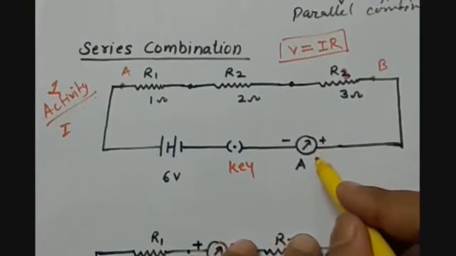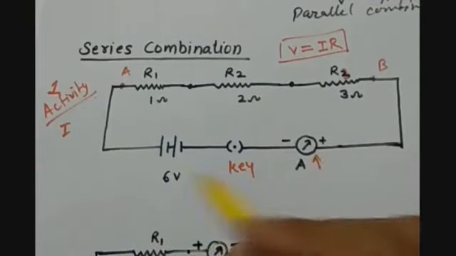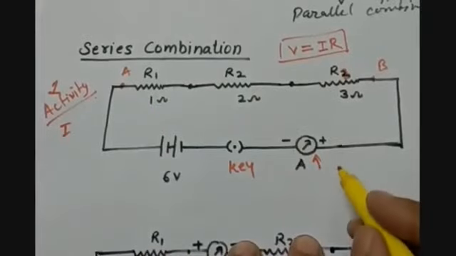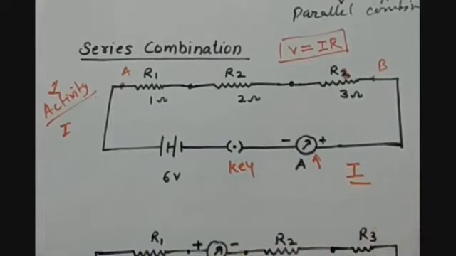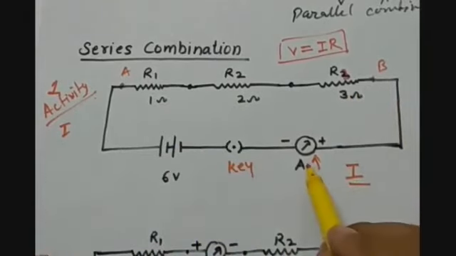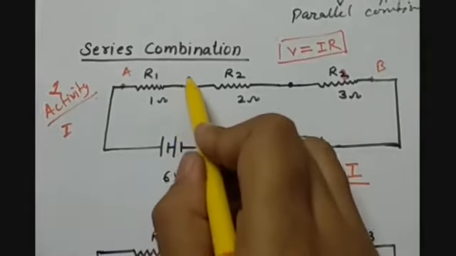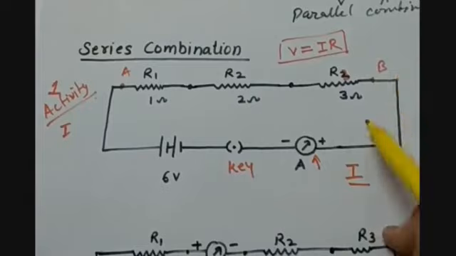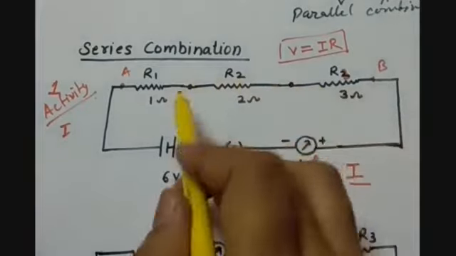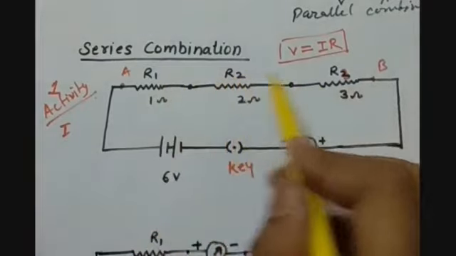So this ammeter will provide the reading of the current which is flowing through the circuit. In the first activity it comes out to be I amperes. Now as we have to see the effect of different resistors, instead of placing the ammeter here in the circuit, we can place it either here, here or here. So this will be the same condition. Let us put it somewhere in between R1 and R2 or R2 and R3.